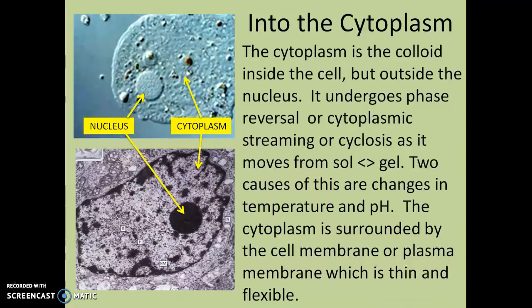So the answers would either be cytoplasmic streaming or cyclosis, so make sure you take note of that. We know that the two causes for cyclosis could be the change in temperature or pH. The cytoplasm is surrounded by the cell membrane or plasma membrane, which is thin and flexible.